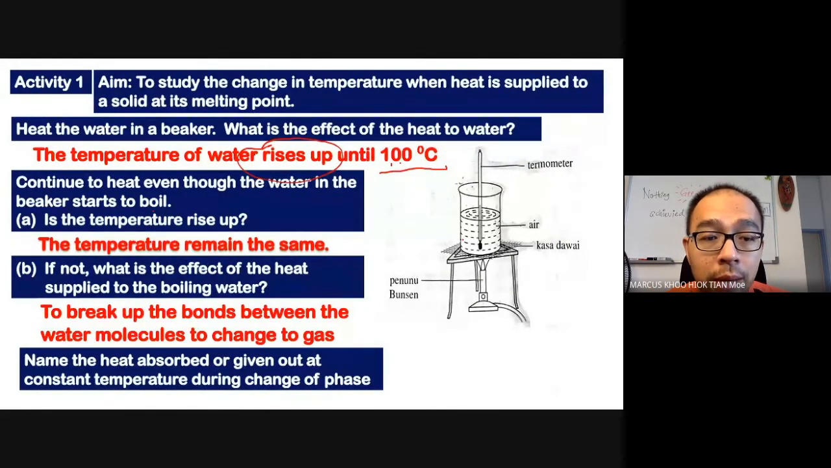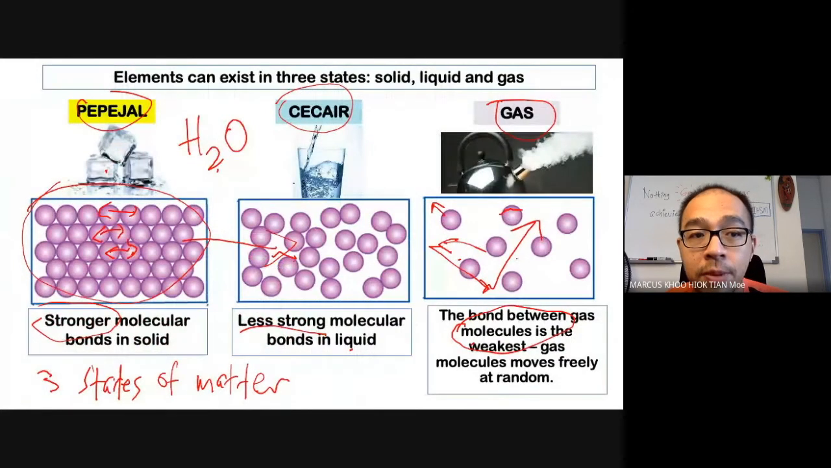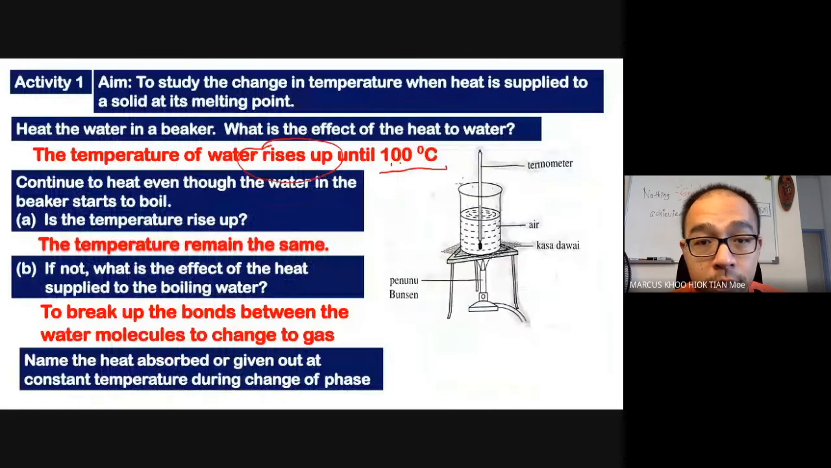Okay, so we are coming back to these three states of matter again. Just now, ice changed to water, break up molecules, become liquid. Now, liquid, we're boiling it. So we're breaking up the molecules some more so that it can turn into gas, into water vapor. Name the heat that is absorbed or given out during the change of phase.